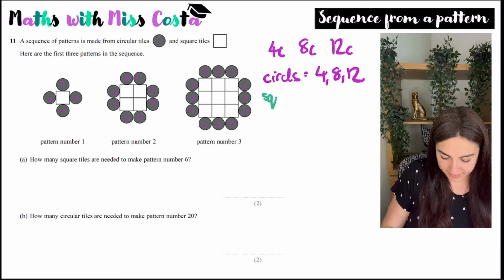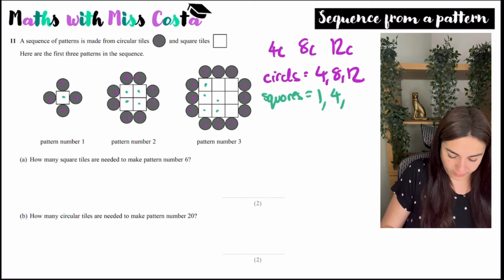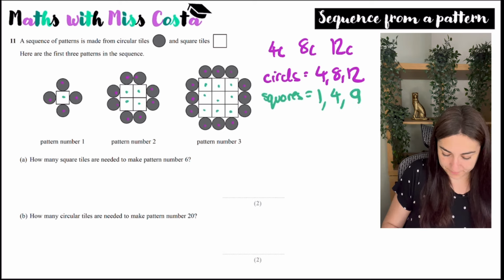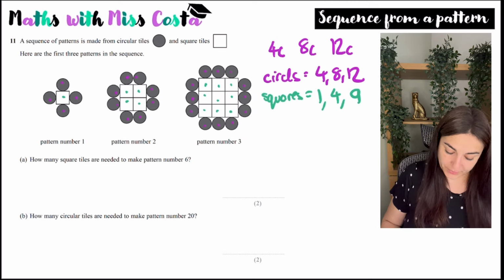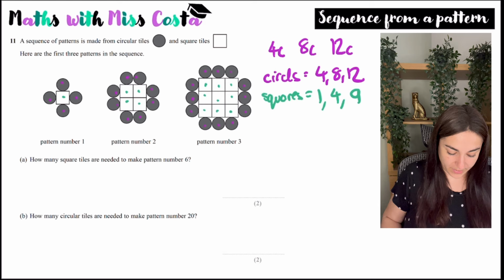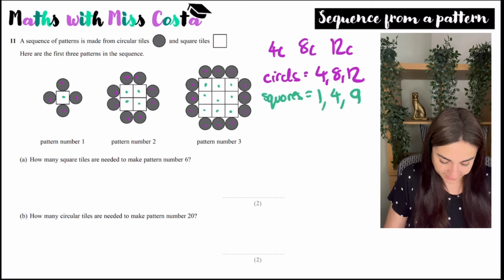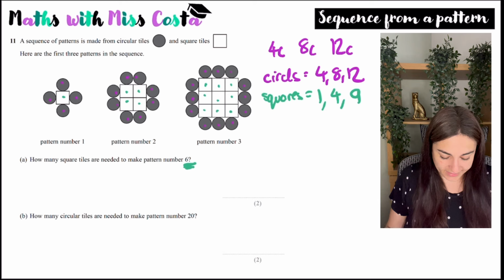Then let's look at the pattern for squares. I start with 1 square, then I get 4. Then I've got 9. So that's just to bear in mind so that you can think about what might be going on. The question says, how many square tiles are needed to make pattern number 6?